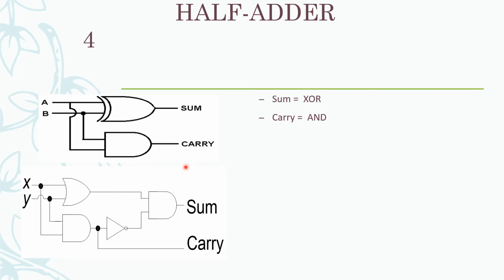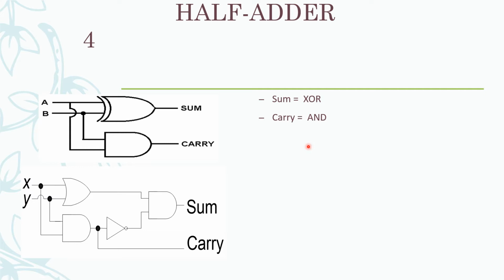This half adder diagram can be simplified from the arrangement of OR, AND, NOT and one AND gate. So this is simply nothing but the XOR gate and AND gate, which gives the output as sum and carry. So sum will be given by the XOR gate and the carry will be given by the AND gate.